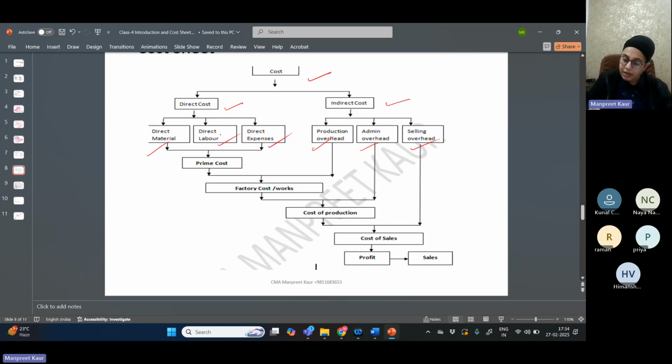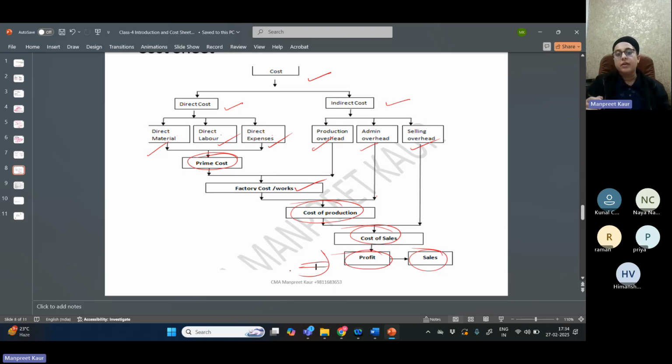Total of direct material, direct labor, direct expenses is the prime cost. Prime cost plus factory overhead is the factory cost. Factory cost plus admin overhead is the cost of production. Cost of production plus selling overhead is the cost of sales. Cost of sales and sales difference is the profit. This is the brief description of the cost sheet.